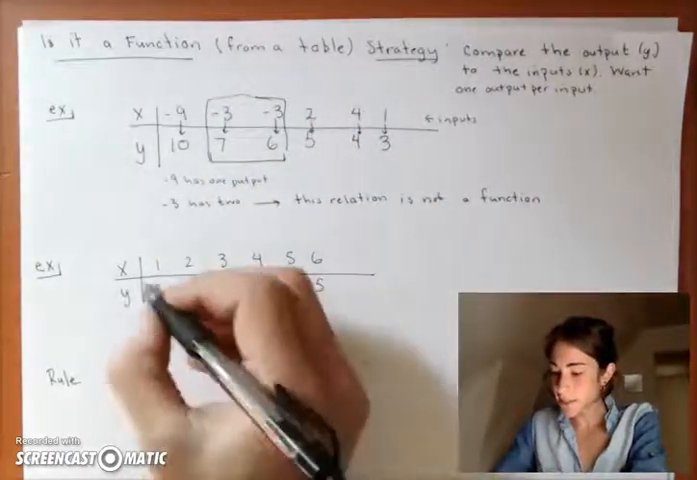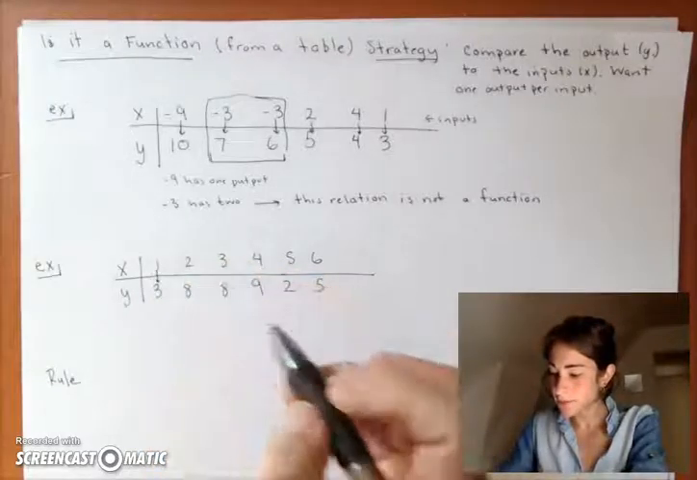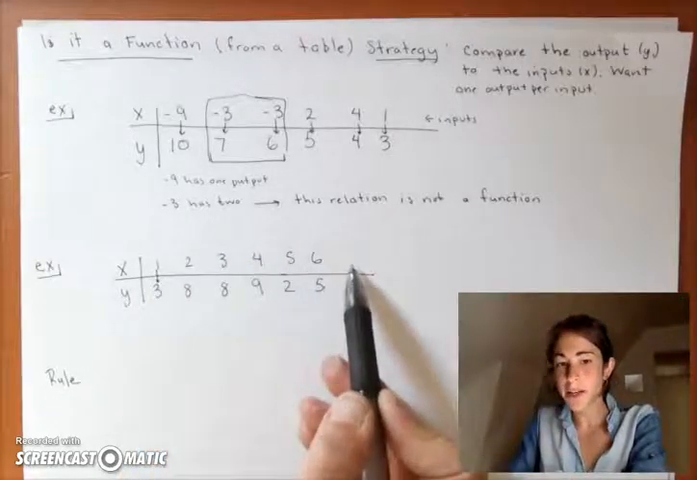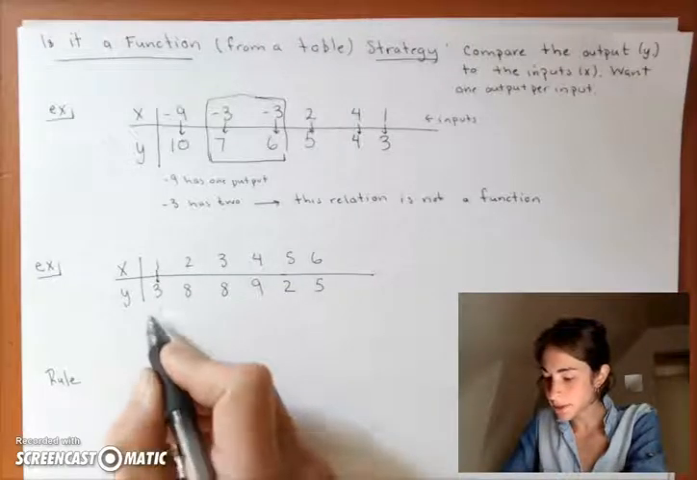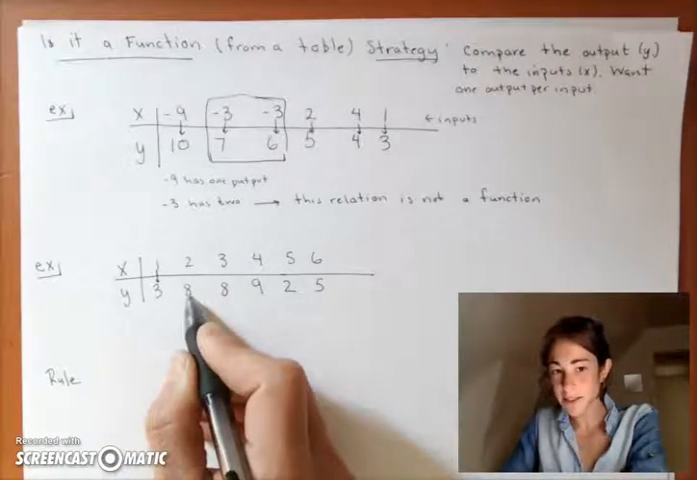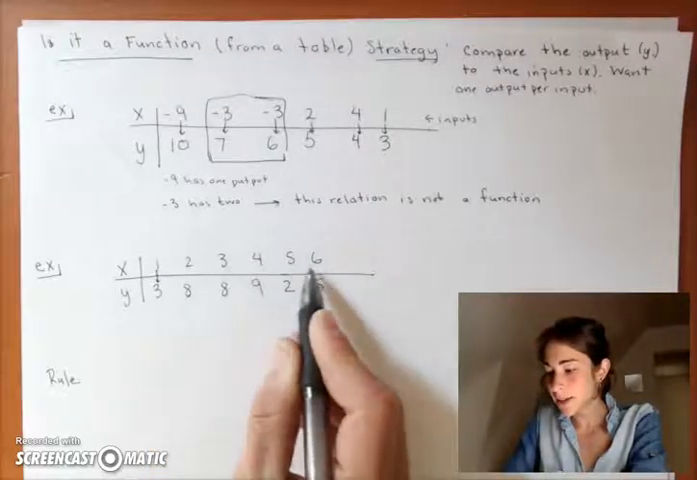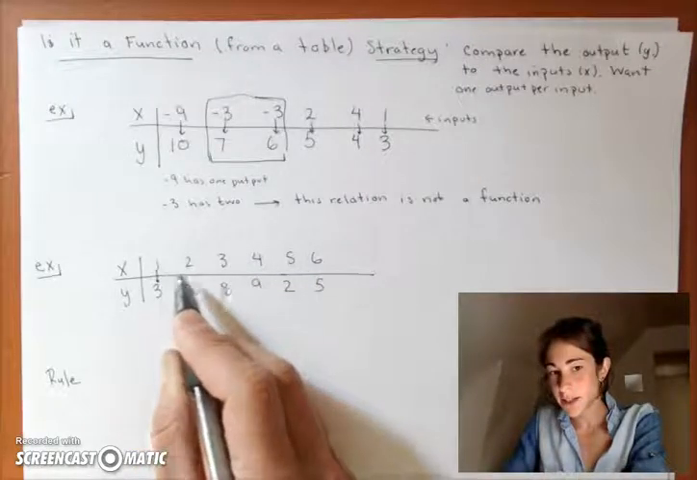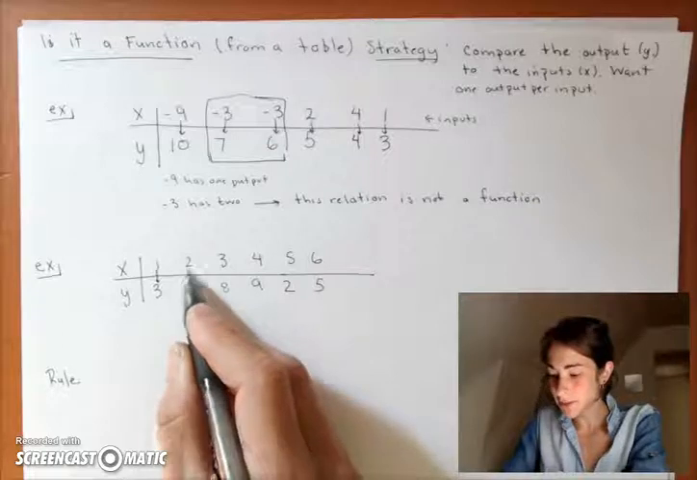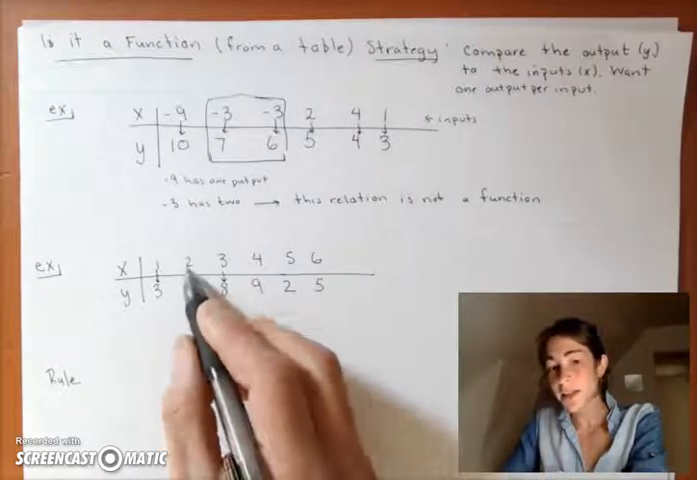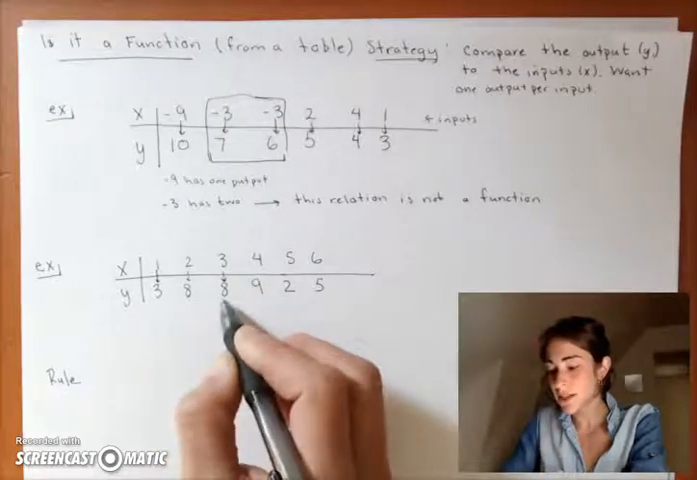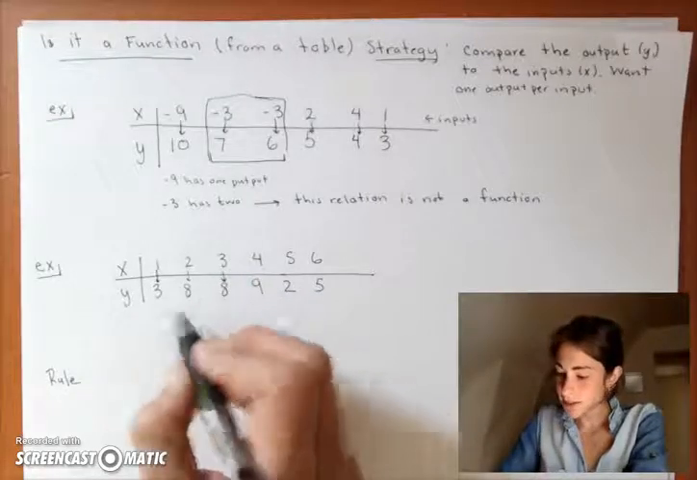In our second example, 1 goes to 3, and there's no other 1 in the x column, so 1 only goes to 3, so that's a single output. 2 goes to 8. We don't see 2 appearing as an input again, and so 2 only goes to 8. 3 only goes to 8. It's okay that 2 inputs both go to the same output, so this is still good.